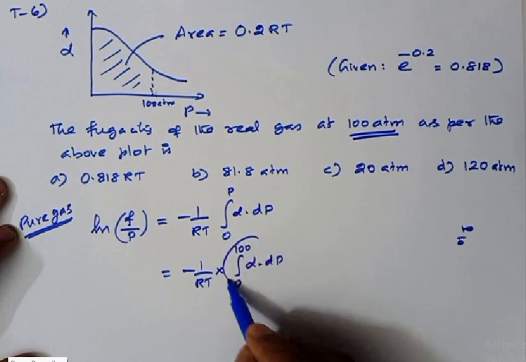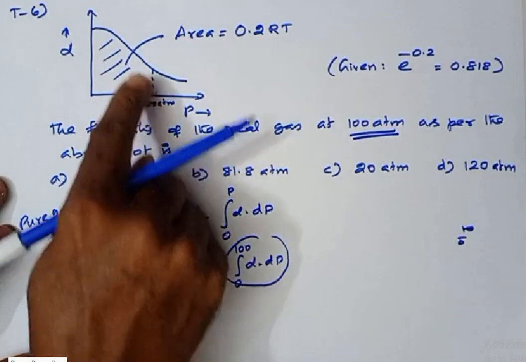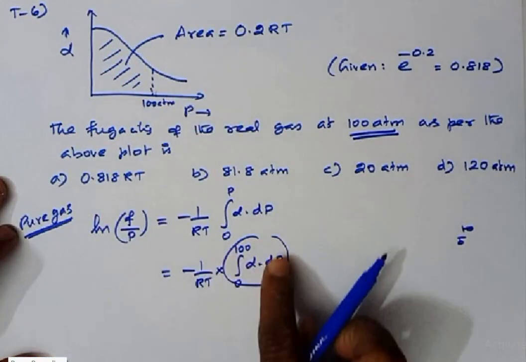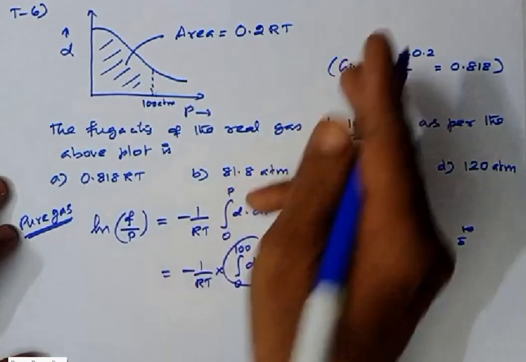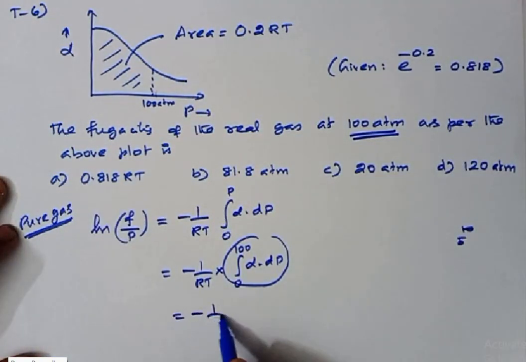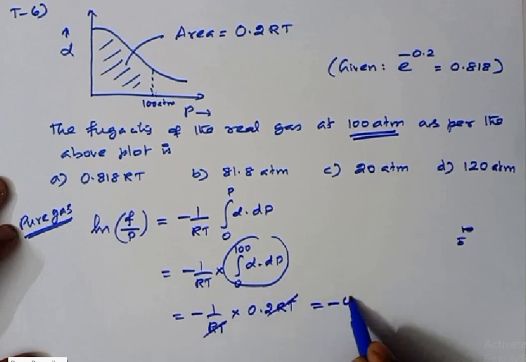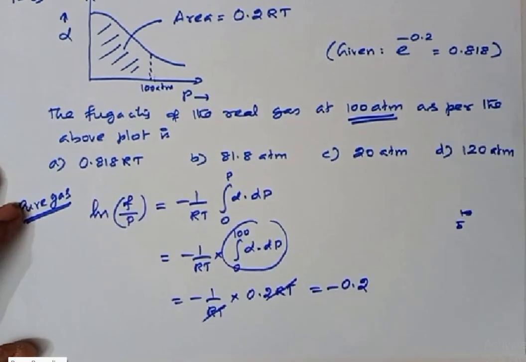This area is actually available here. Up to 100 atmosphere, the area is given. So that area corresponds to this integral. The value of the integral is equal to the area. Area is given now, so you can directly write -1/RT into the area, which is 0.2 RT. So this RT cancels, and you will get -0.2. This is the value of ln F by P.